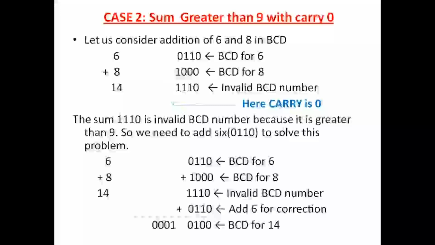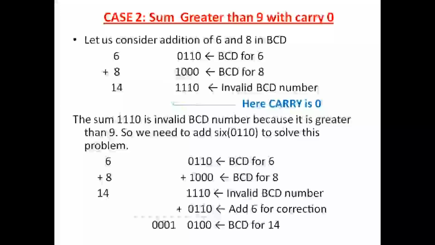6 plus 8 is nothing but 14, as we do general addition. If you consider binary, 6 is represented as 0110 and 8 is represented as 1000. So if I add these two numbers, start from the left side. 0 plus 0 is 0. 1 plus 0 is 1. Again 1 plus 0 is 1. 0 plus 1 is 1. That is, directly we got a result.